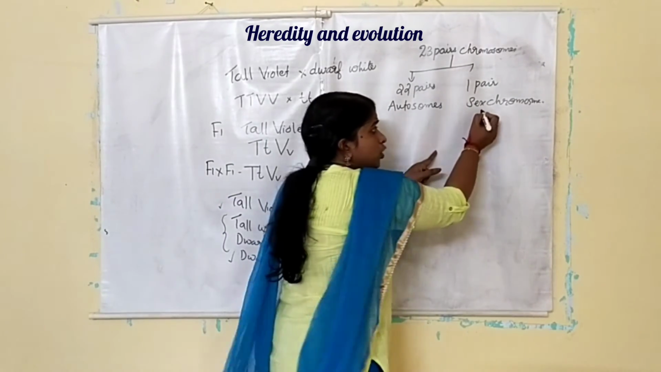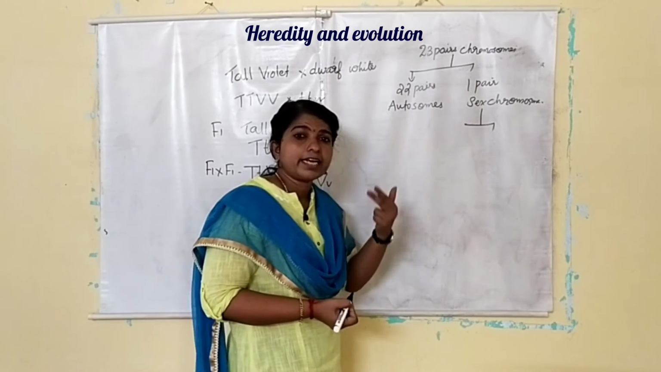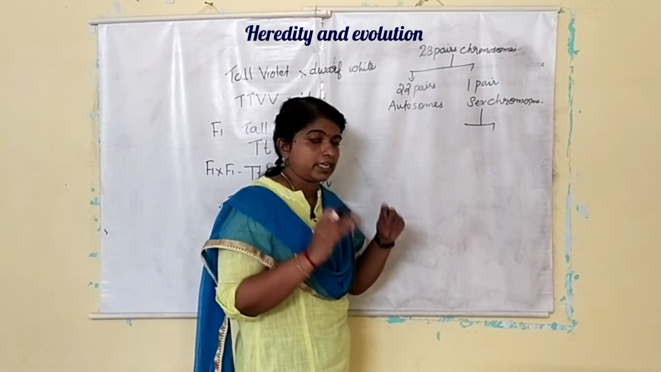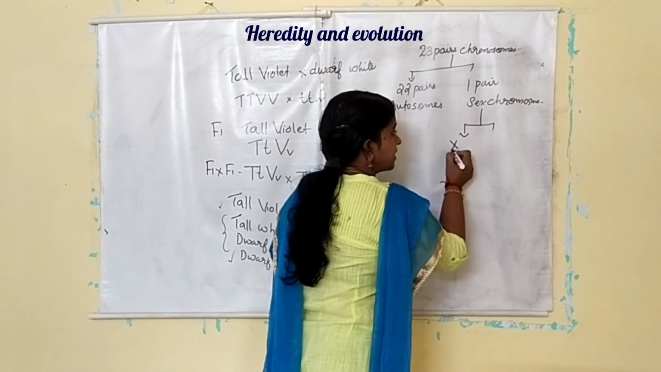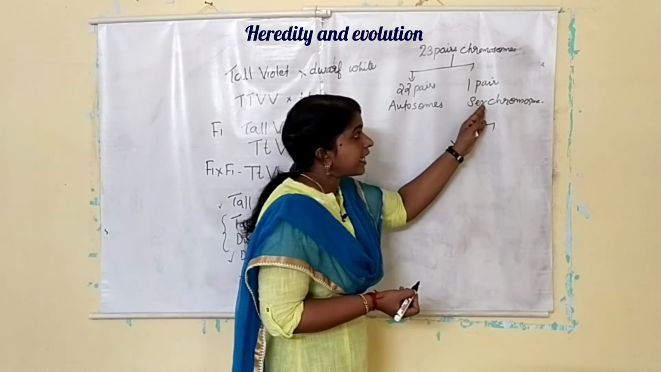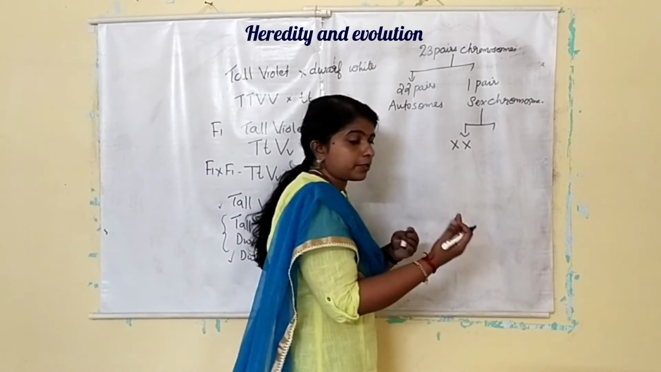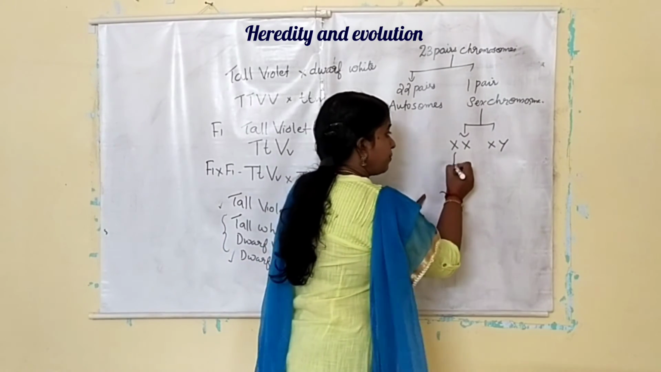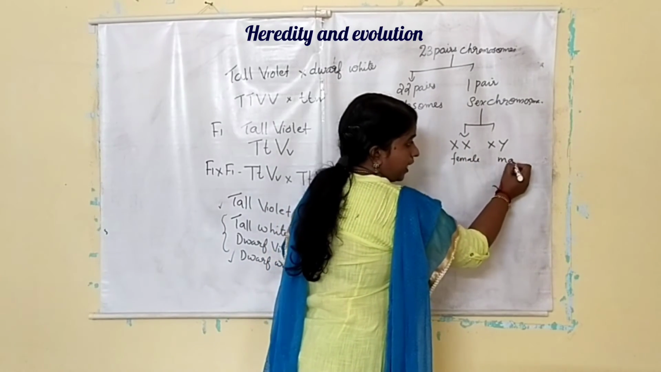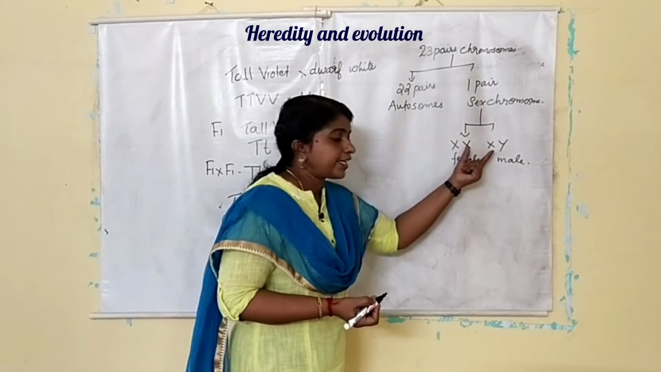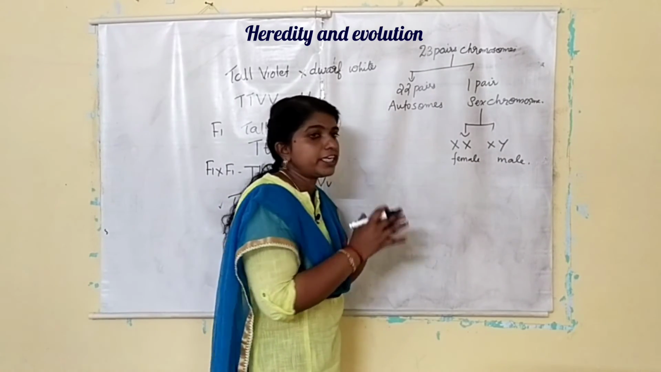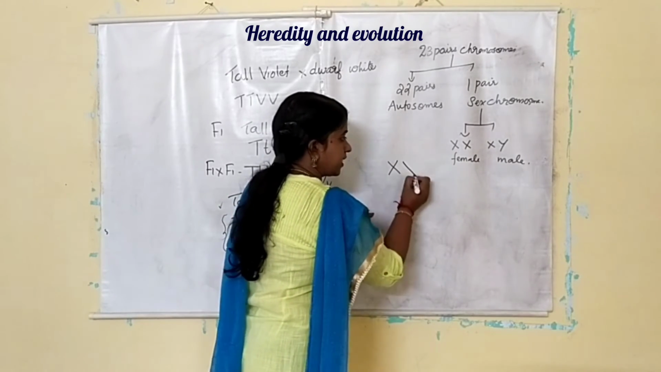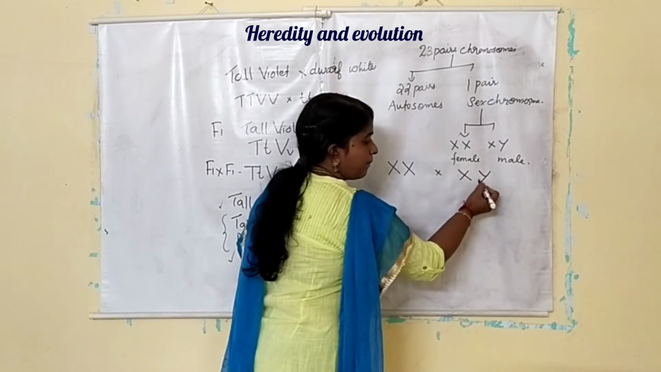Here there are two types of sex chromosomes, X and Y. In females, both the sex chromosomes are alike, so we can represent it as XX. Whereas in the case of males, it is different: one X and one Y chromosome. This is female and this is male. Now let us check how the progenies are formed when these gametes fuse together.